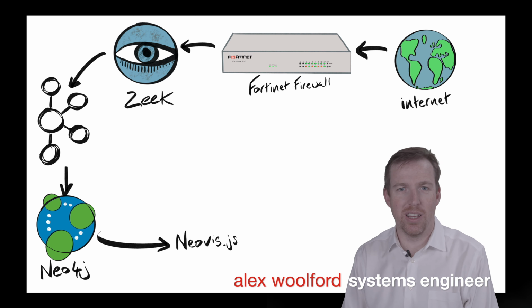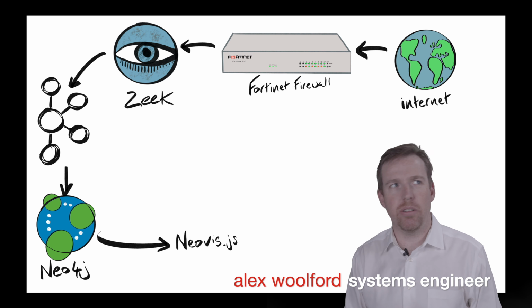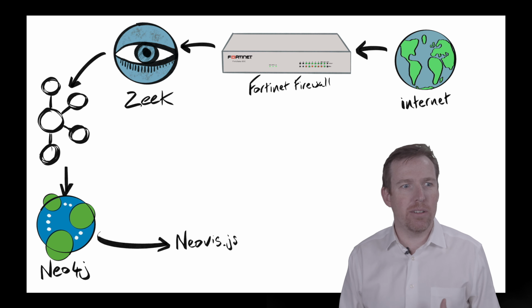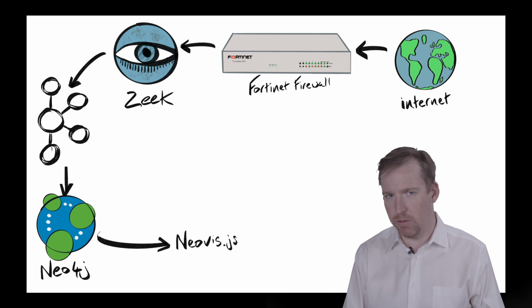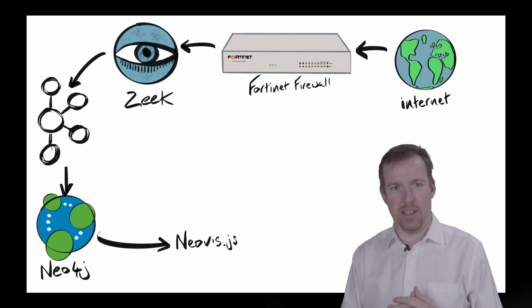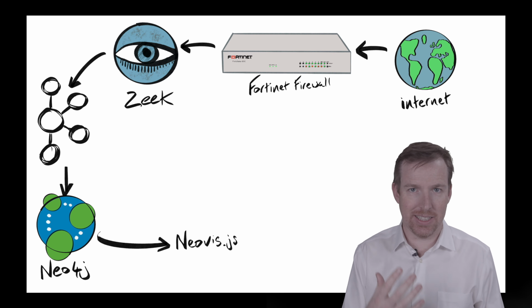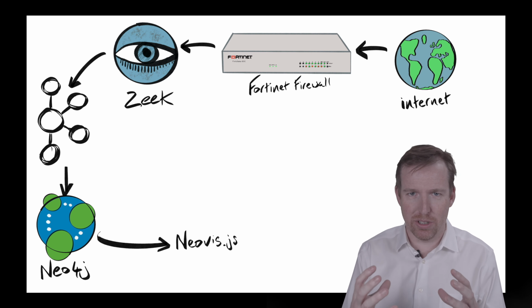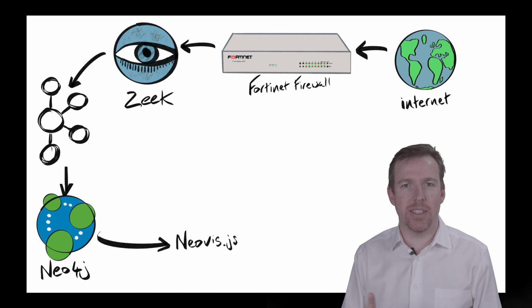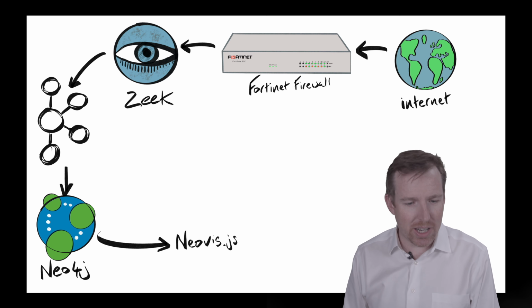I'm a systems engineer, and in this short video, I want to show you how you can use Neo4j in conjunction with Zeek, which is an IDS. So we've got Neo4j, a graph database, and Zeek is an intrusion detection system. I want to show you how you can use those things together to understand what's going on in your network.